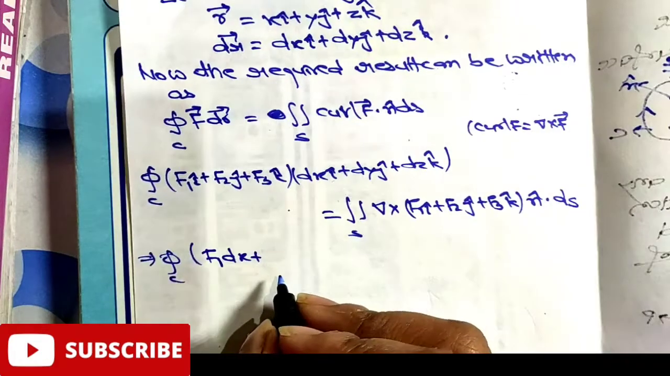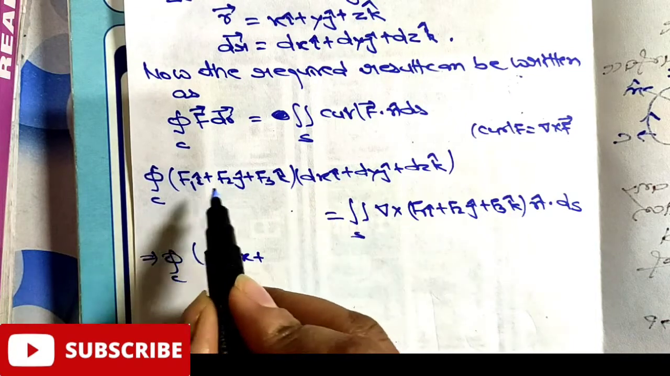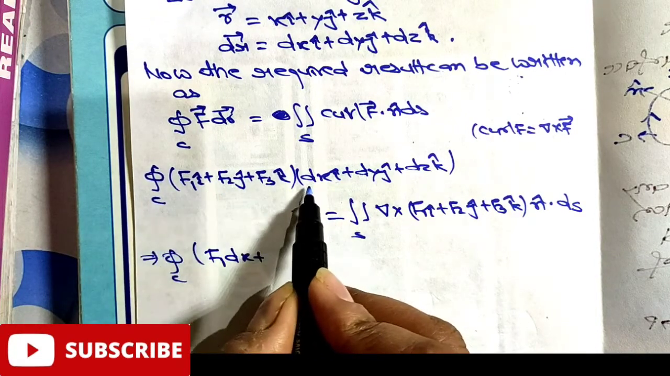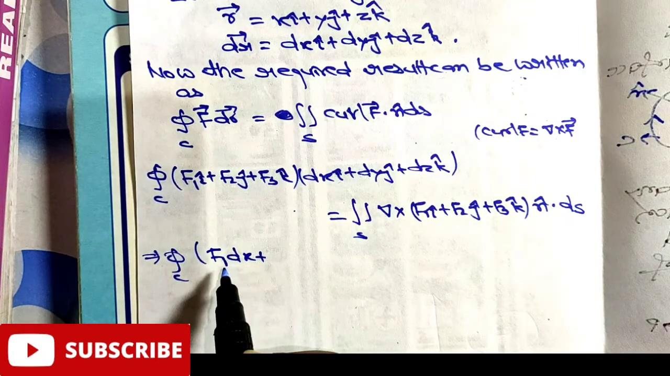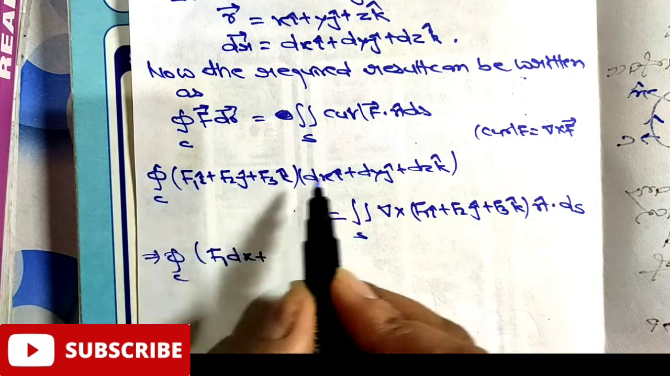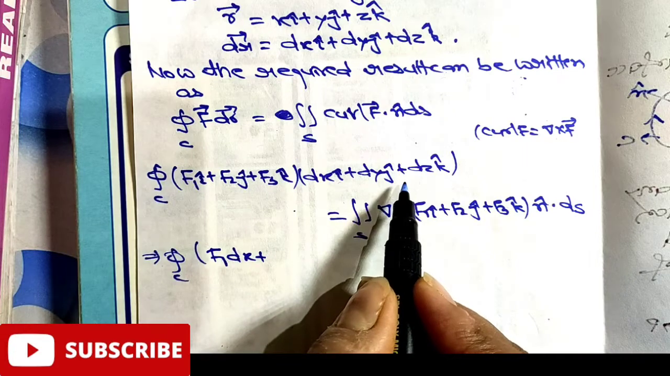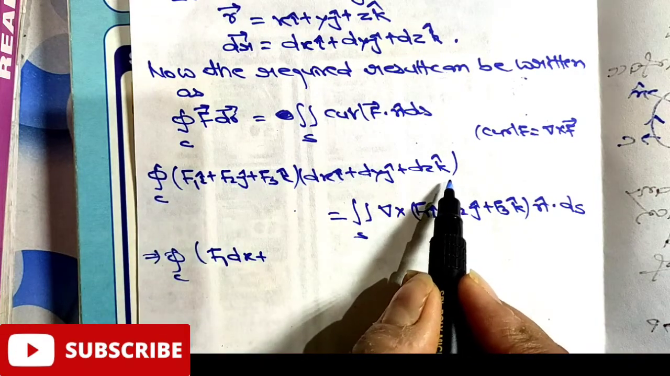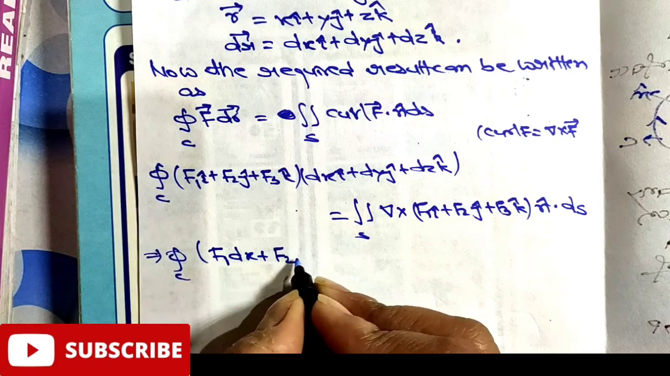Now we are going to solve this equation by taking the dot product of each term. f1 i cap dot dx i cap, i dot i is 1, then f1 dx. Now we multiply f1 i cap dot dy j cap, then i dot j is equal to 0, i dot k is equal to 0. Then these two terms vanish, so I am going to write it directly.